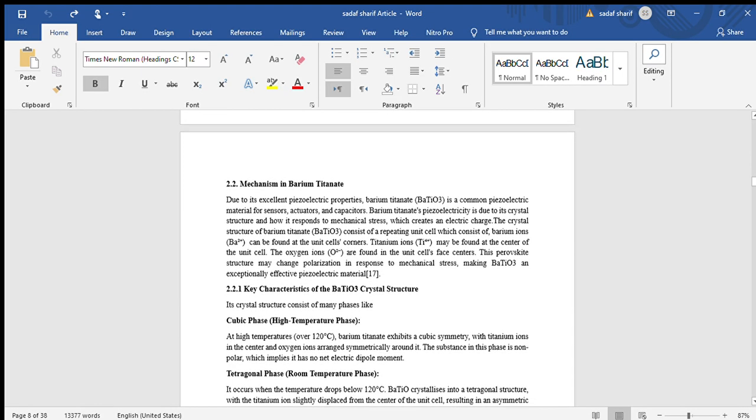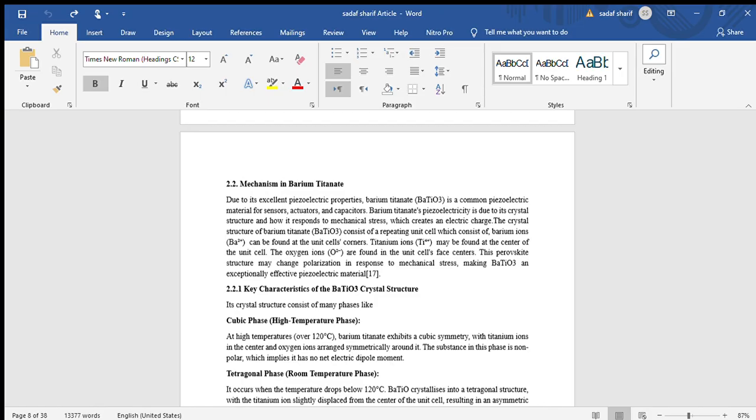Now, what is the mechanism in barium titanate based piezoelectric sensors? Due to its excellent piezoelectric properties, barium titanate is a common piezoelectric material for sensors, actuators, and capacitors. Barium titanate based piezoelectricity is due to its crystal structure, or how it responds to mechanical stress, or how it creates the electric charge.